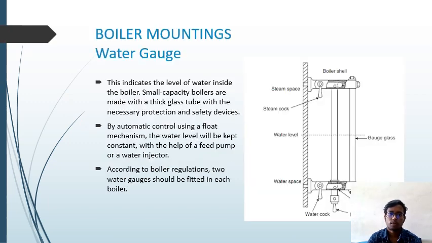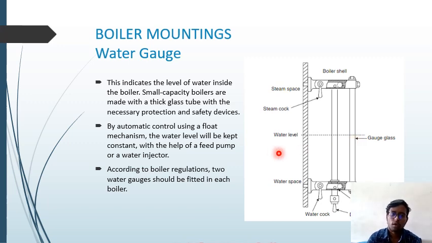Here are the important boiler mountings. First, we can see the water gauge. We can see this diagram and understand that here is the water level marker which indicates the amount of water, and here is a steam cock and a water cock. The steam cock opens and closes the amount of steam to be let into this cylindrical pipe, and it is a water space where the water gets into this chamber, and it is a gauge glass which indicates the amount of water in the water level indicator.